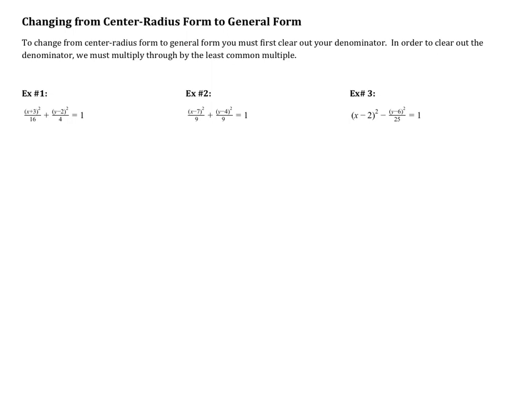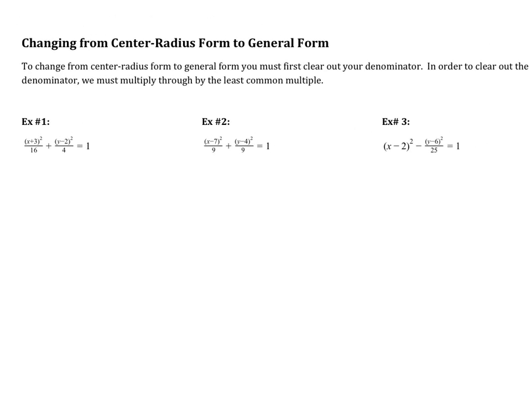Okay, on this one, if I am given my center radius form and I need to know what type of conic section I have, then I want to change from the center radius form to the general form. And the key here, in order to do that, is to first, quote unquote, clear out the denominator. So we want to make sure that the denominator is 1 for everything. And to do that, we're going to multiply through by the least common multiple.